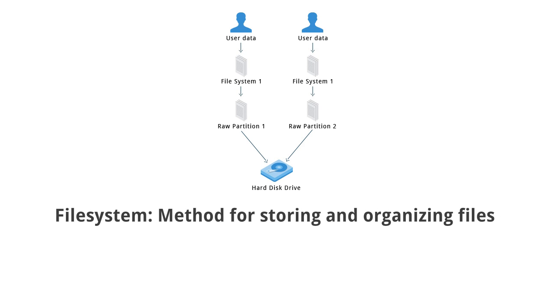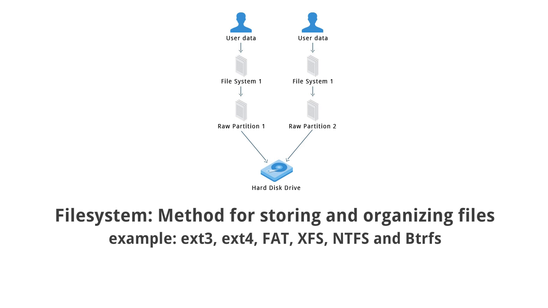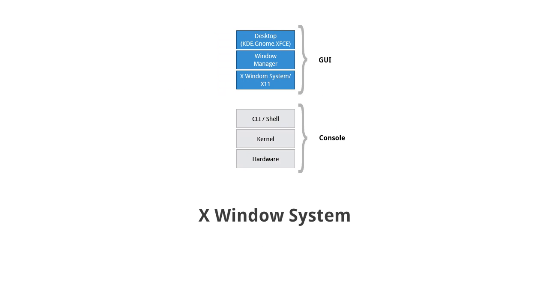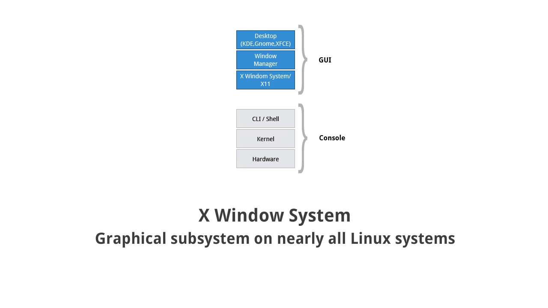A file system is a method for storing and organizing files in Linux. Some examples of file systems are ext3, ext4, FAT, XFS, and Btrfs. The X-Window system provides the standard toolkit and protocol to build graphical user interfaces on nearly all Linux systems.